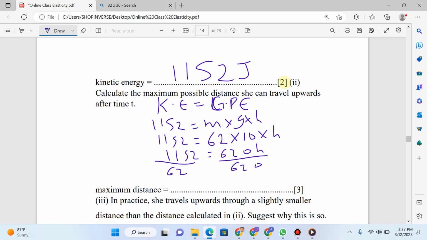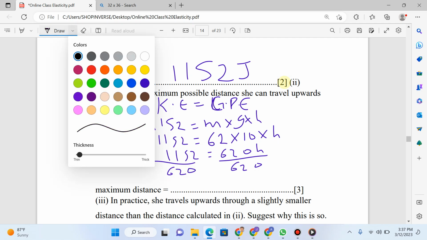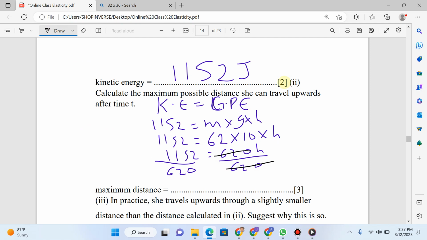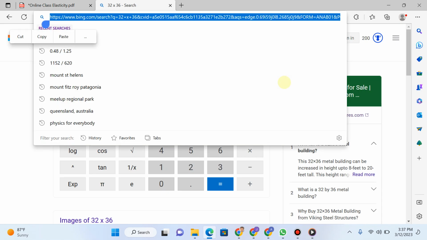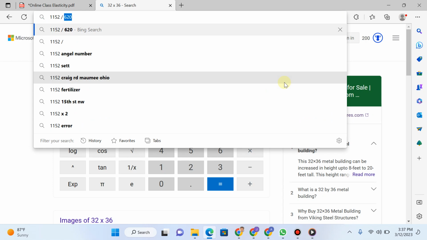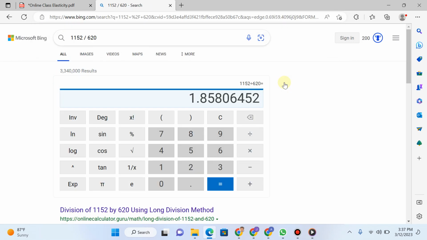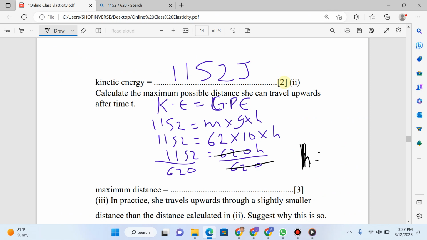Divide by 620, so H will be alone. So H will be equal to what? H will be equal to 1152 divided by 620. You get 1.86. So 1.86 meters to 2 decimal places. Let's go straight to the next question.